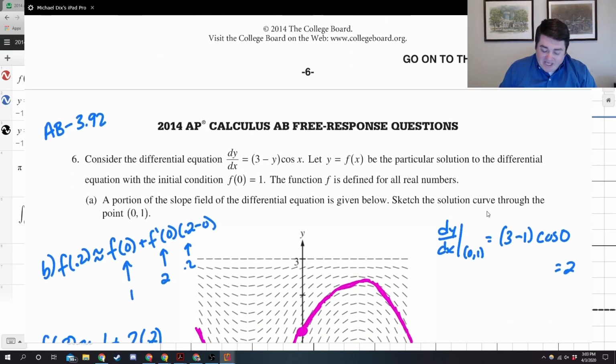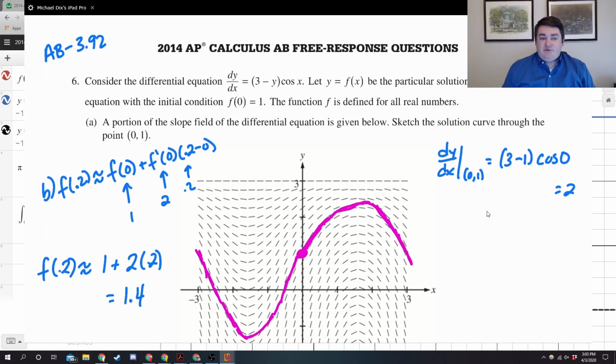And so that's it for the AB problems. That is all 6 AB problems from that year. 3 of the problems are different for the BC exam. So I'm going to move on and start talking about the BC problems. If you are an AB student, you can hang around if you want to see some cool stuff. Otherwise, your job here is done.